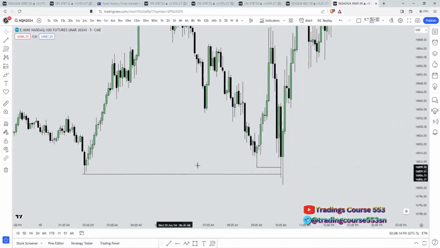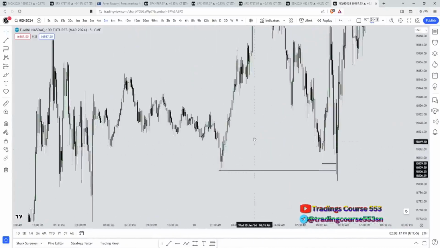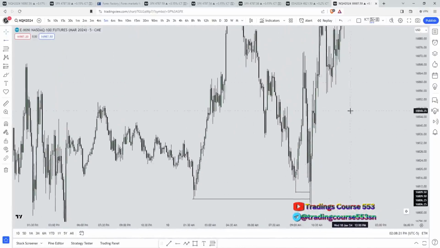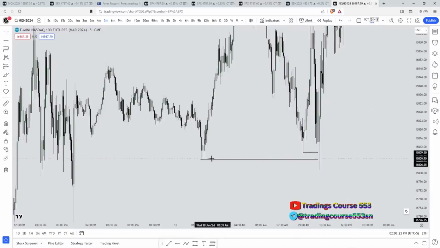So you can see that we do have these relative equal lows. They are very close to each other. Notice how we have another low down here. We posted this in the Discord anticipating higher prices using this. We had these relative equal lows. Notice how they're so close together.